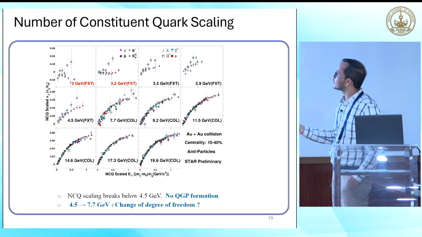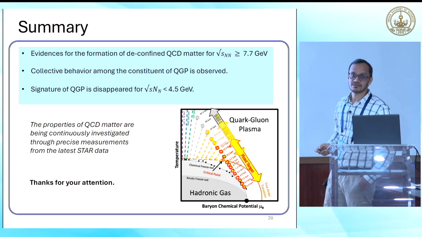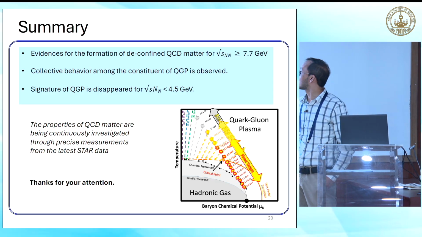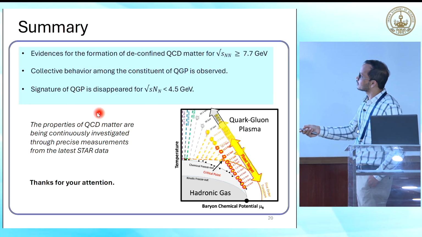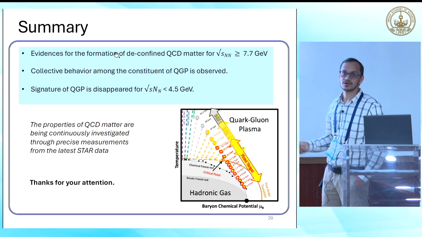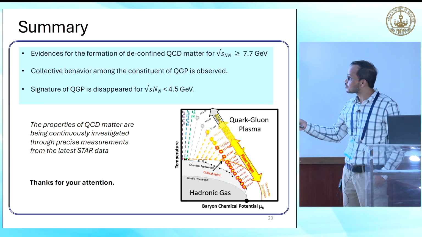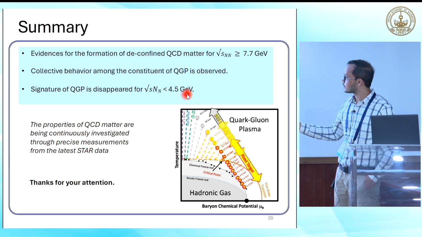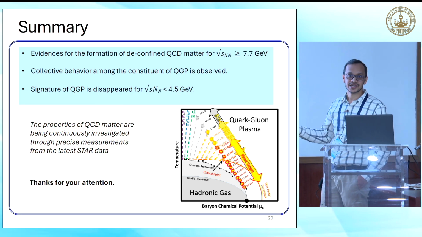Okay, so let me summarize. So there is evidence for formation of QGP for up to 7.7 GeV and above, and we have seen that in QGP there is collective behavior among the constituent quarks, and the QGP signature disappears at 4.5 GeV. I will finish by showing the QCD phase diagram again.